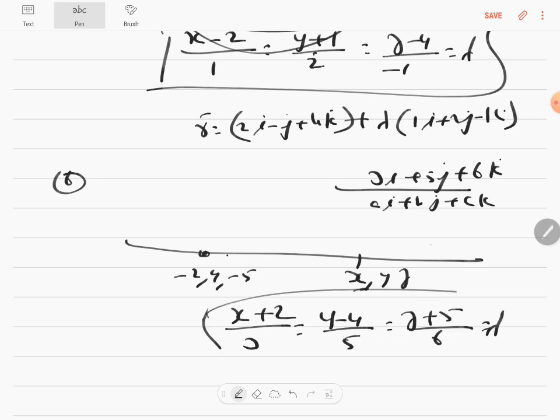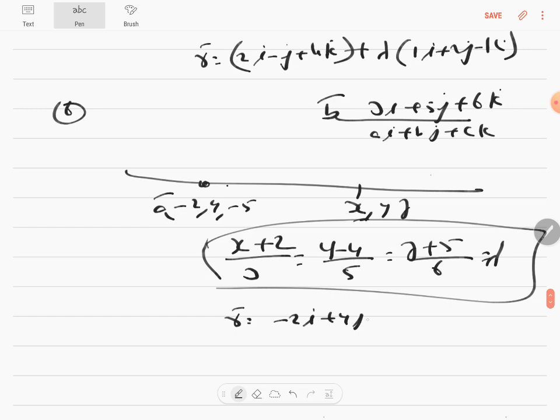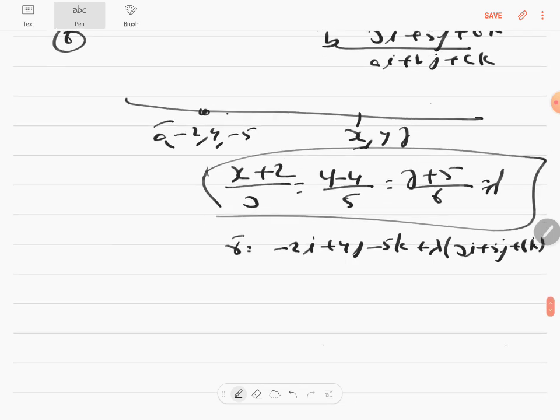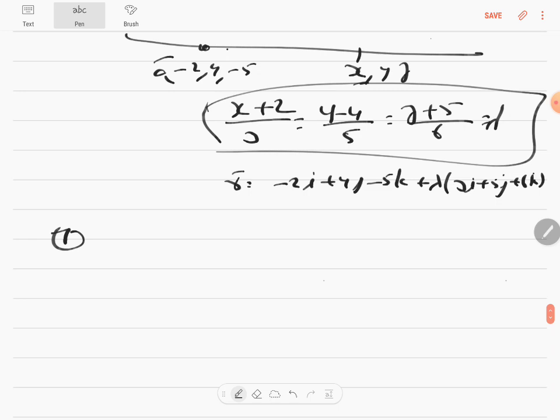Thus you get the Cartesian format, and the vector format is r vector is equal to a vector plus lambda times b vector, because this is your a vector and this is your b vector. So you write the Cartesian and the vector format of this equation. Okay, let's go to the 7th question.